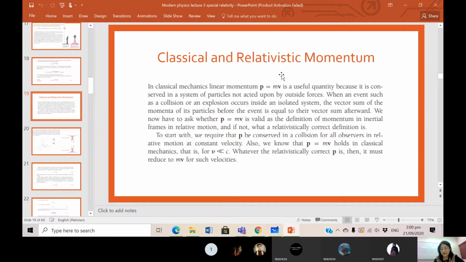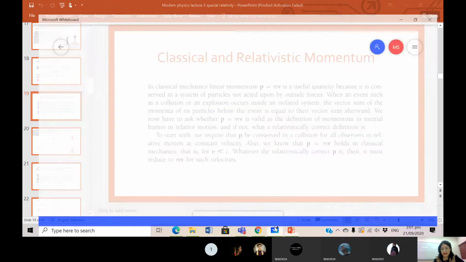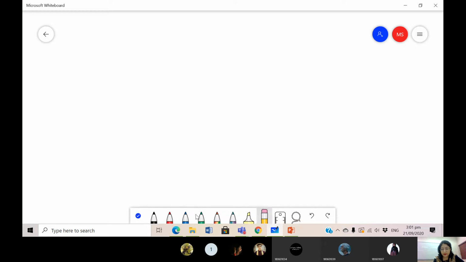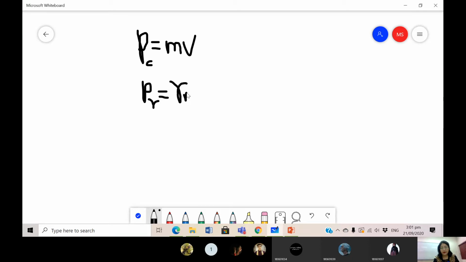Momentum is equal to mv, right? That's classical momentum. And in the relativistic case, if I write on the whiteboard here, you can all see this, right? Classical momentum is equal to mv, and the relativistic momentum is equal to gamma mv, and that's what we're going to derive, gamma mv. We want to derive this formula.